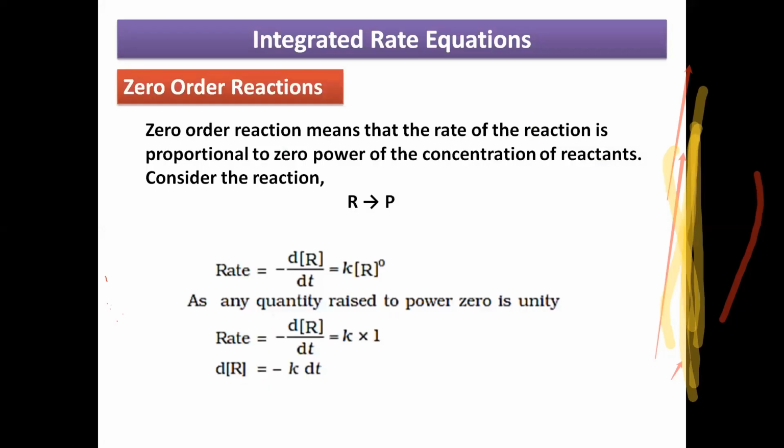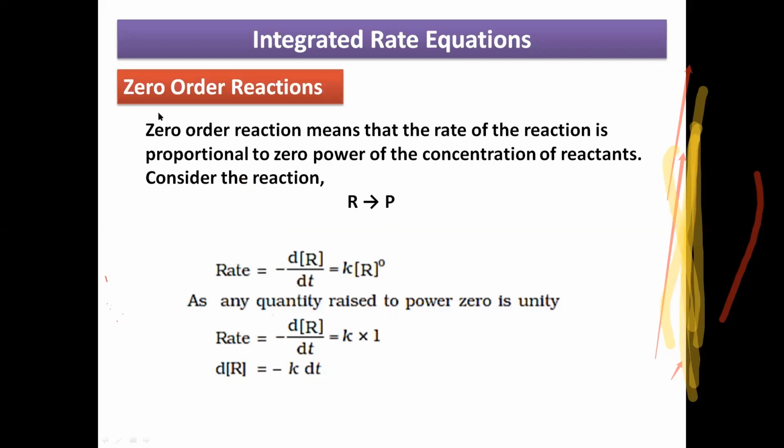Now we have already studied how to calculate the integrated rate equations, right? So let us derive the integrated rate law for zero order reactions. Consider a general reaction in which R is the reactant and it is forming a product P. We know that the rate can be written as minus dR by dt, and in the form of the rate law, how will you write it? k equals R raised to the power 0, isn't it? So this is the rate which can be written for zero order reactions.